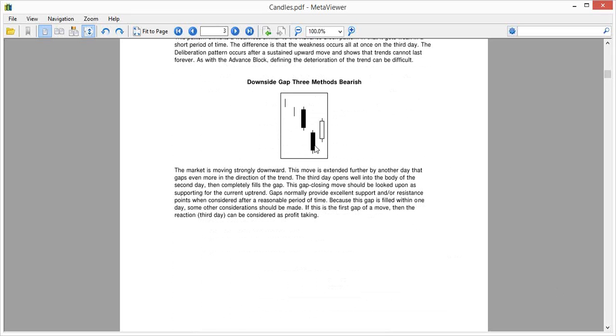Gaps normally provide excellent support or resistance points when considered after a reasonable period of time. Because the gap is filled within one day, some other consideration should be made. If this is the first gap of the move, then the reaction on the third day can be considered as profit taking.